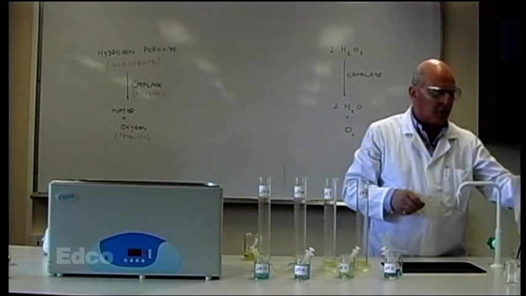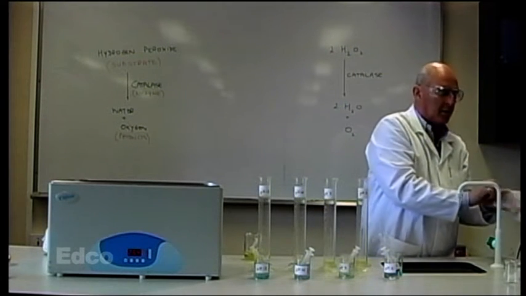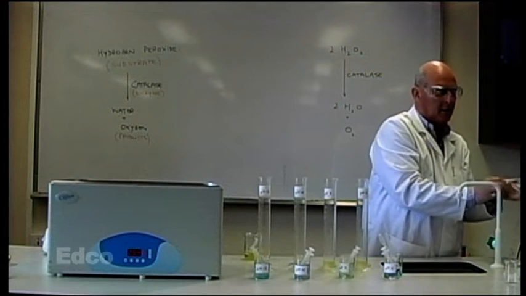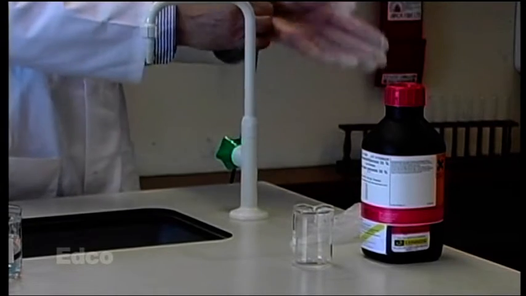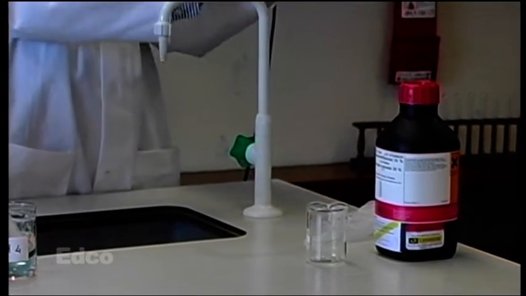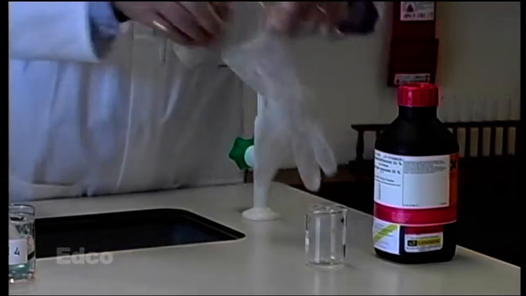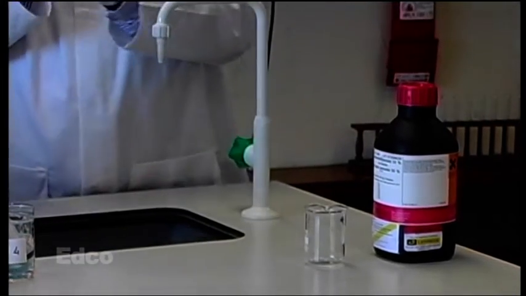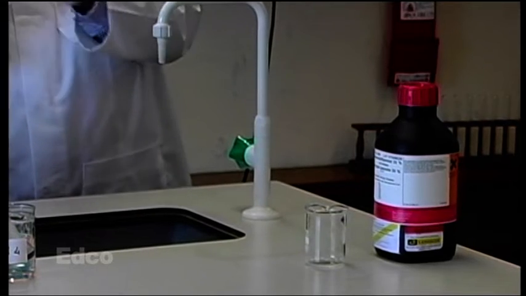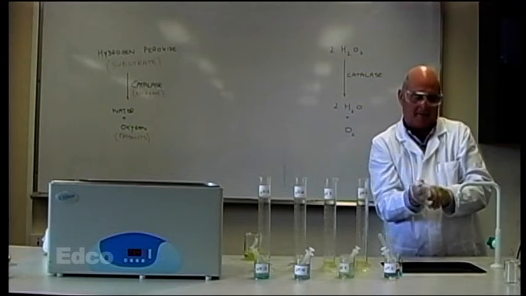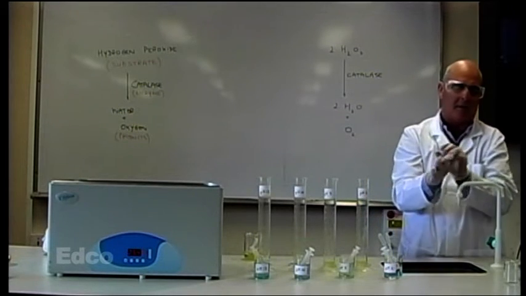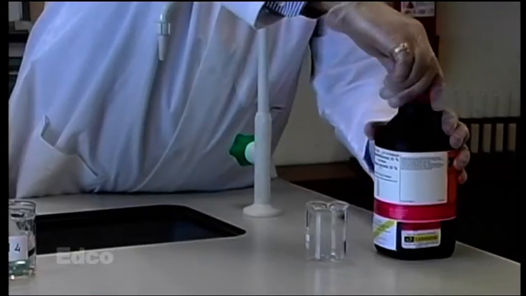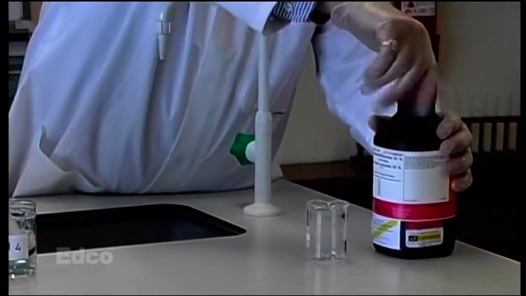The substrate for the reaction is hydrogen peroxide. Hydrogen peroxide is a harmful material, so we'll use rubber gloves for that in case it splashes. It's a bleach and it will take the colour out of things. It's the same hydrogen peroxide that's used in bleaching hair and things like that. Hydrogen peroxide has to be kept in the dark because it breaks down in light.